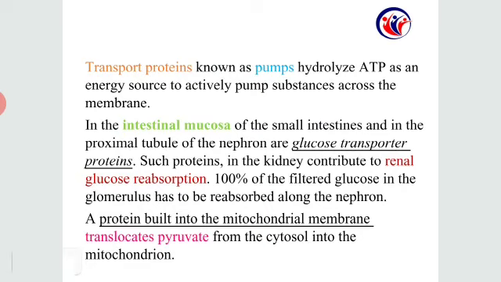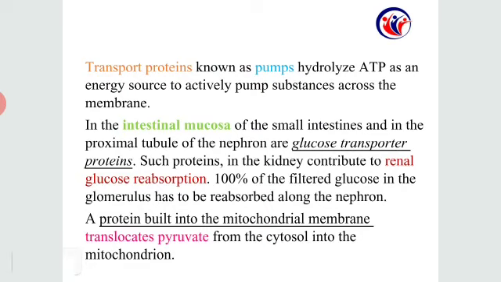In the intestinal mucosa, that is walls of the intestines, especially in the small intestines, and also in the proximal tubule of the nephron, are glucose transporter proteins. Such proteins in the kidney contribute to renal glucose reabsorption. My dear friends, if you find a trace of glucose in your urine, there is a problem. We talk about diabetes mellitus.